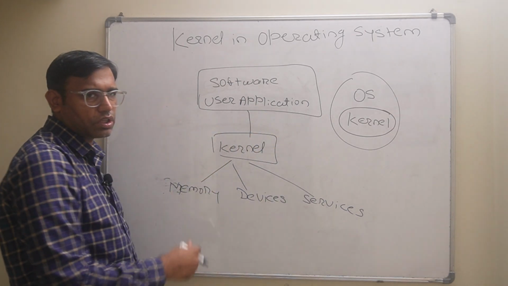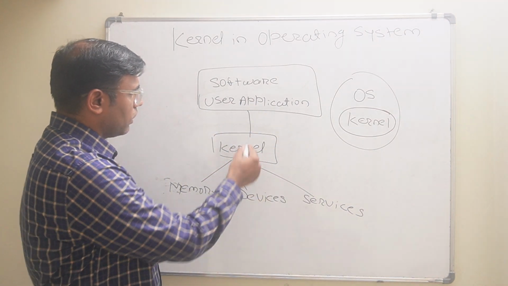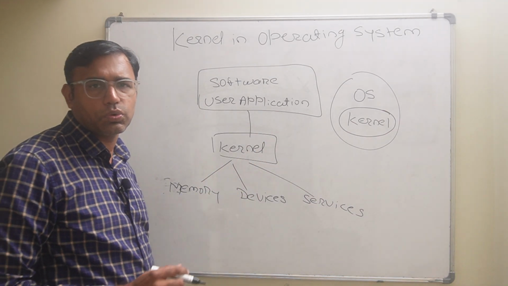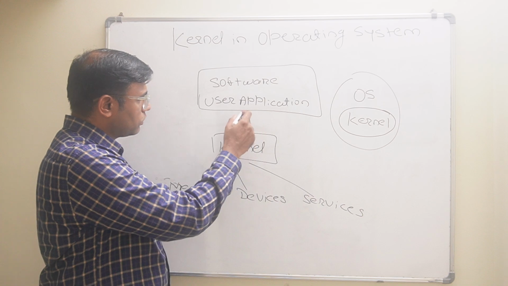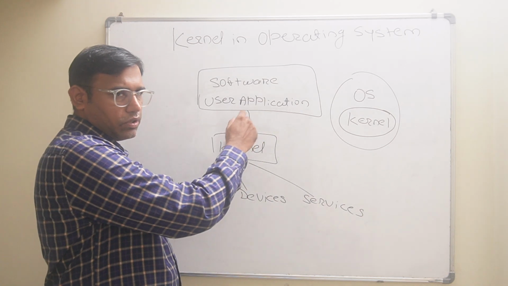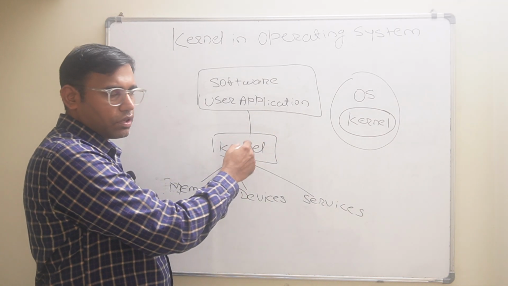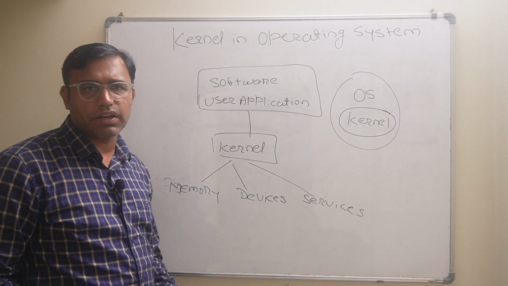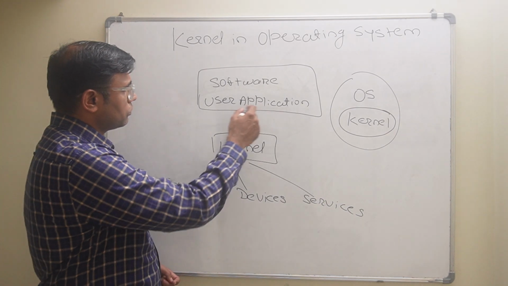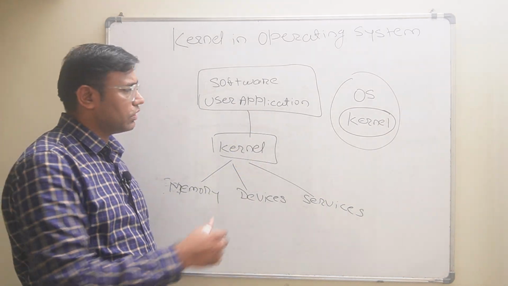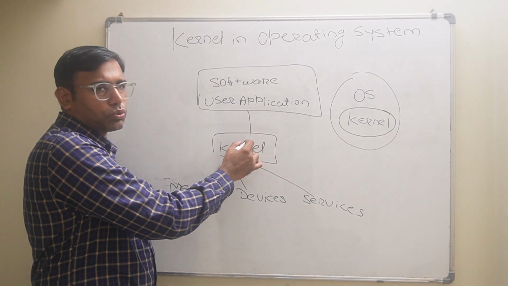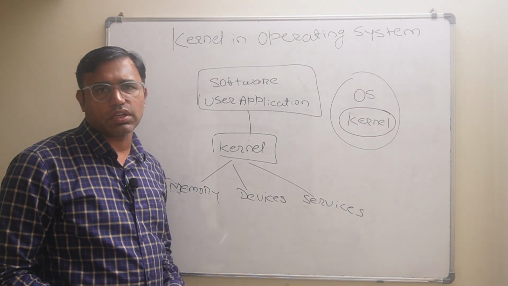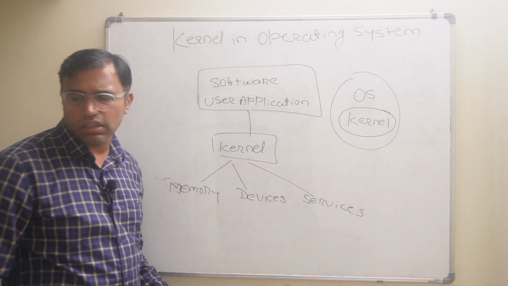Whenever any user application requires, let us say, devices, it will send the request to kernel, and it is the job of the kernel to arrange the devices. If any user application requires memory, it will not directly ask the operating system, it will go to kernel, and kernel is responsible for memory management. If the user application requires any services, the request will go to kernel, and it is the job of kernel to manage the services or to call the services. So this is how the kernel works.